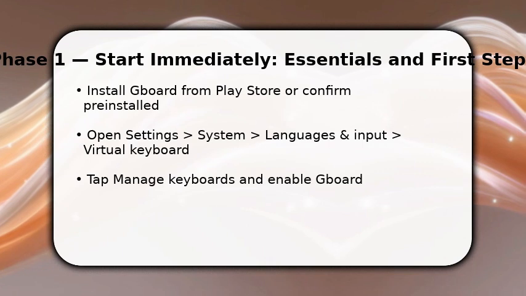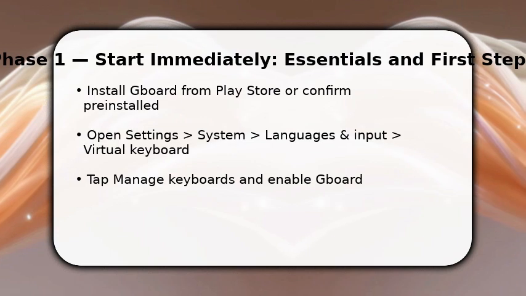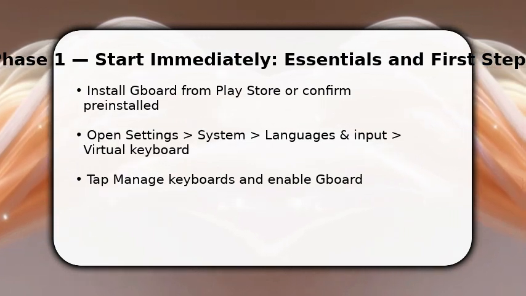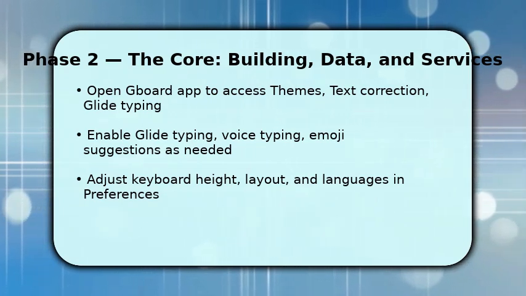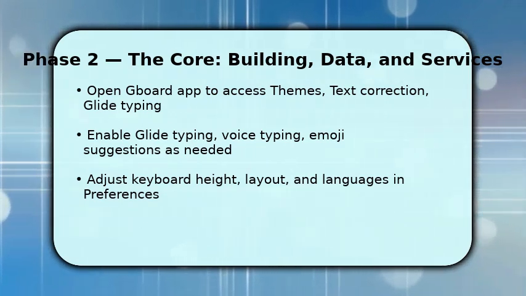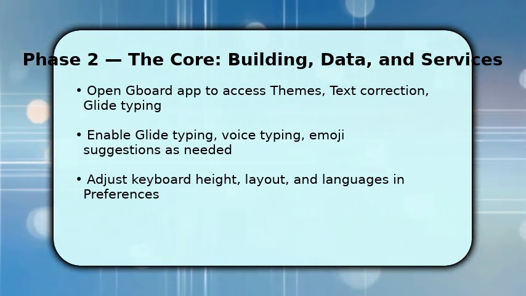Once done, open a text field to bring up the keyboard and confirm you see the Gboard layout and G icon at the top. You'll now customize Gboard for faster typing and gestures. Open the Gboard app from your launcher. Tap Preferences to change keyboard height and layout, which affects thumb reach and accuracy.